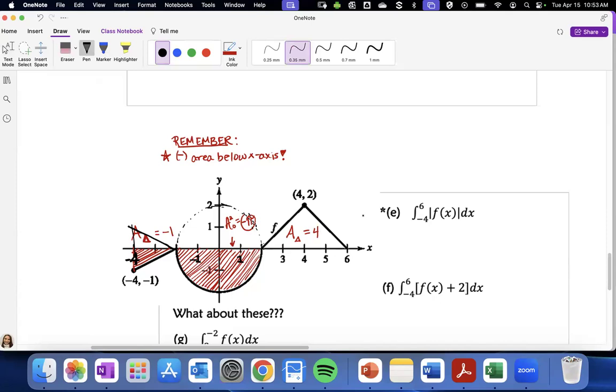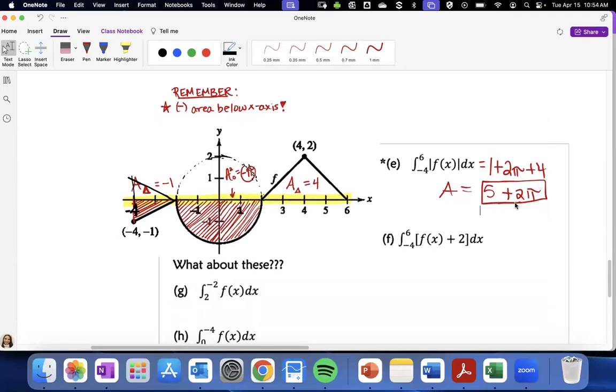So therefore, if I want this, again, -4 to 6 is the entire length. How is that going to change my area? It's going to be 5 plus 2 pi. You're going to say, okay, well, that -1 was because it was below the axis, so it's going to be 1, plus a pi, so plus 2 pi, plus 4, so it's 5 plus 2 pi is my area. That make sense? Okay.